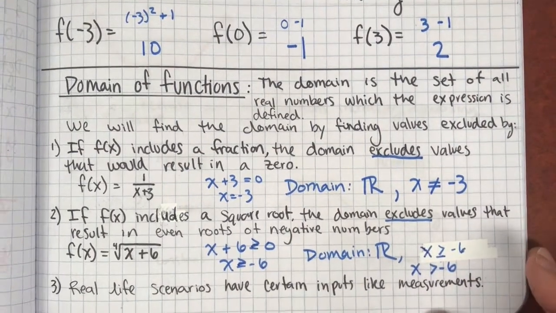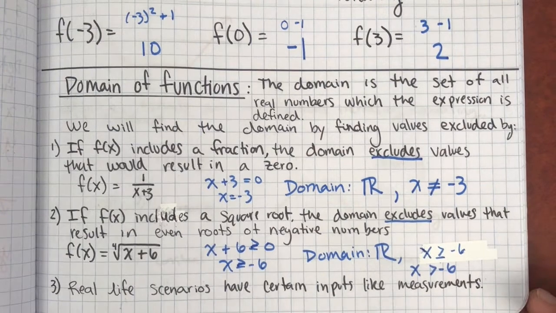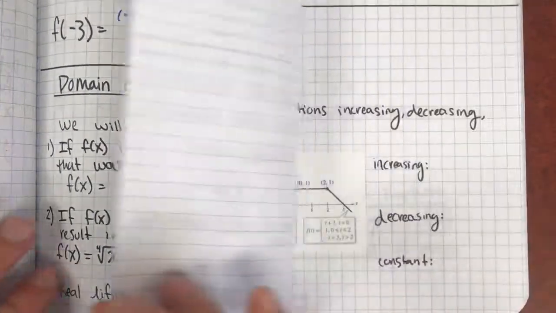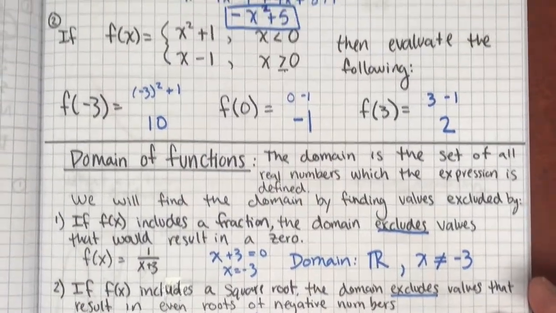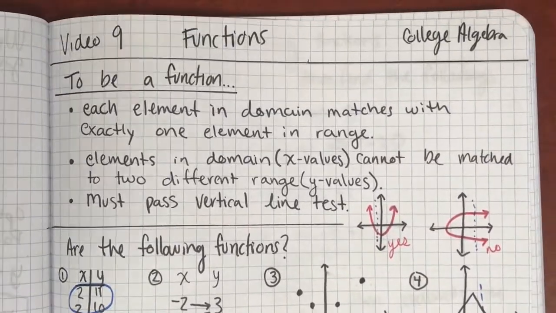And then finally, for our third type of domain, it's just if we have a real life scenario, we can only have certain measurements, certain inputs, like a measurement. So if I was looking for the width of a cube, I could not have a negative number for the width. All right, and so that is actually it for functions, looking at function notation and what it really means to be a function.